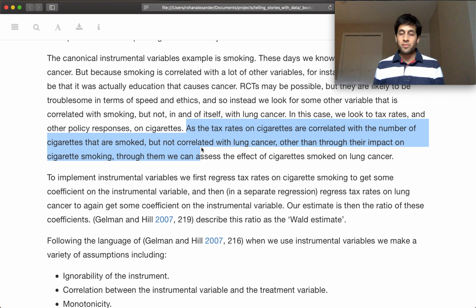As an Australian, this is very close to my heart because a few years ago we put in place these very stringent laws around cigarette smoking, and so all of the packaging around cigarettes has to be very plain. There's all these health warnings, and so there was a whole bunch of policy responses. And so as an Australian, this example is very close to my heart.